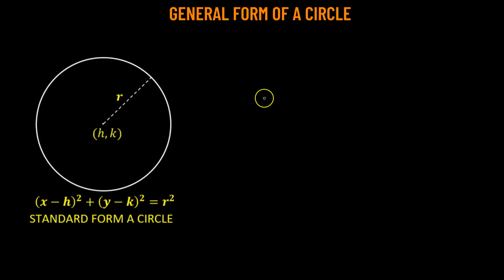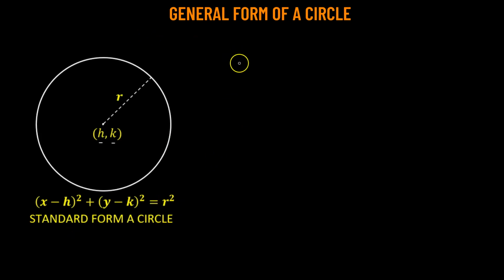So let's discuss the general form of a circle. Before that, let me state the standard form of a circle. If we have a circle having a center given by the coordinate (h, k) and a radius of r, then the equation (x minus h) whole squared plus (y minus k) whole squared equals r squared. This gives us the standard form of a circle.